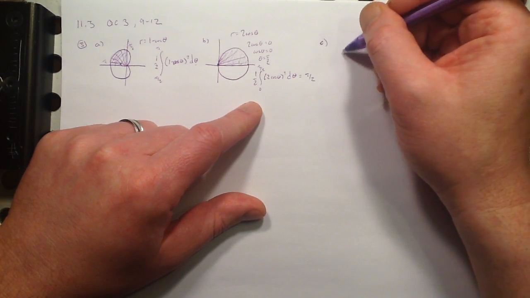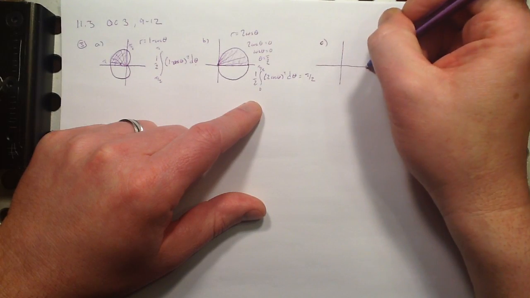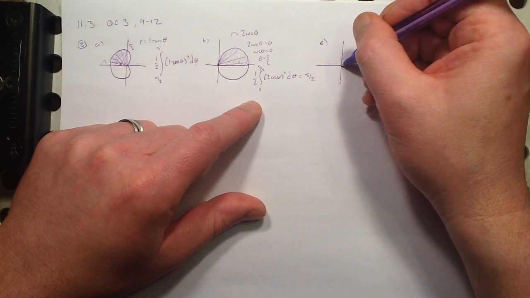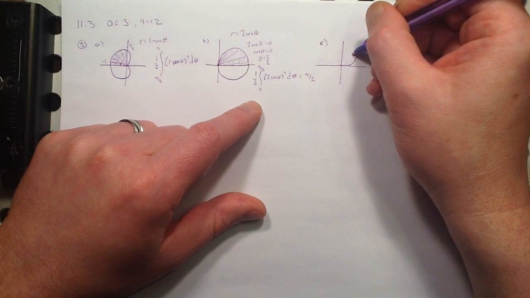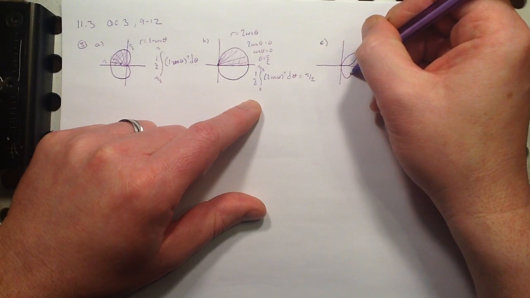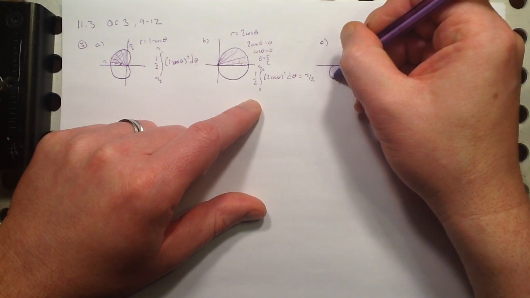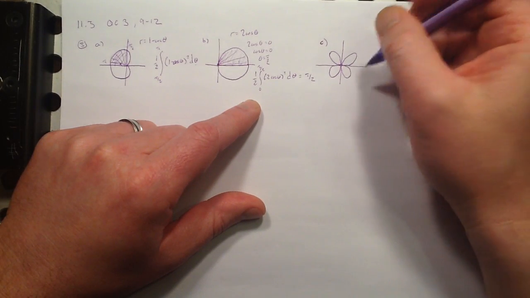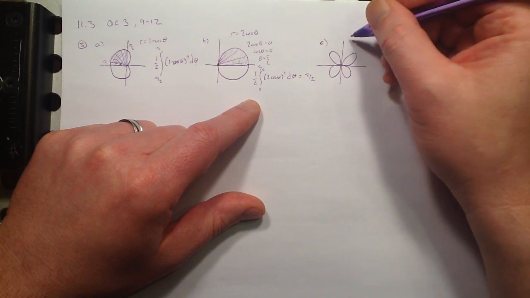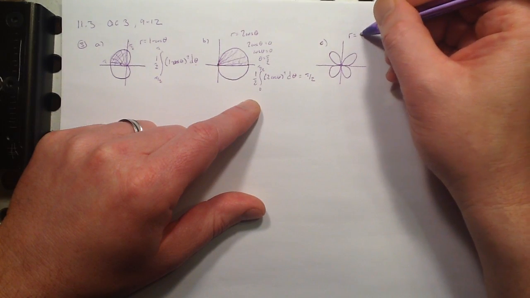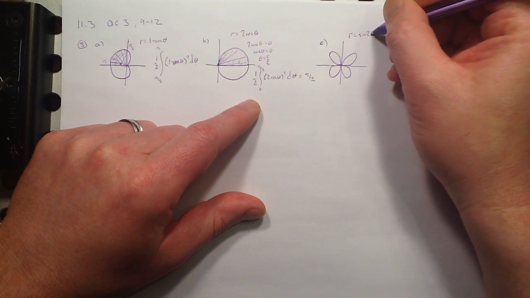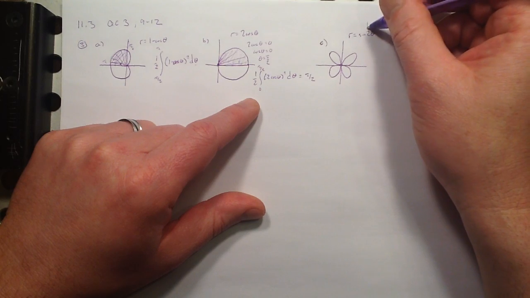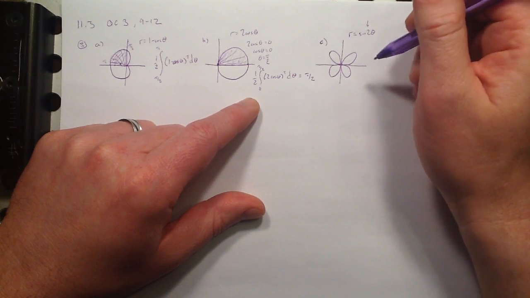C, we've got a rose, and I'm going to try to draw it in the way that it would actually happen, polar style. So something like that. And this is the rose r equals sine of 2 theta. That doesn't make a circle because of the 2 inside here. That's what makes it a rose and not just a circle.